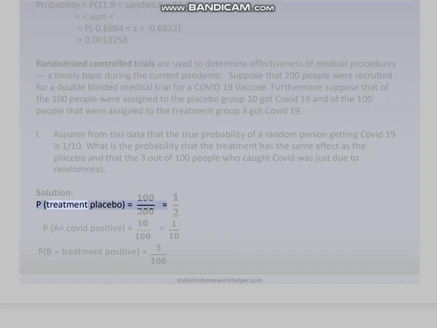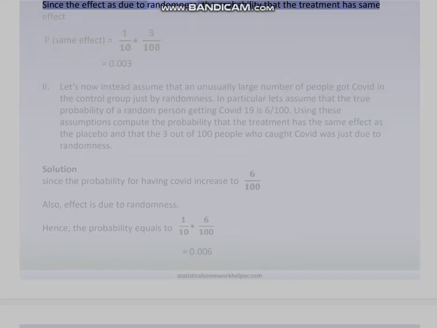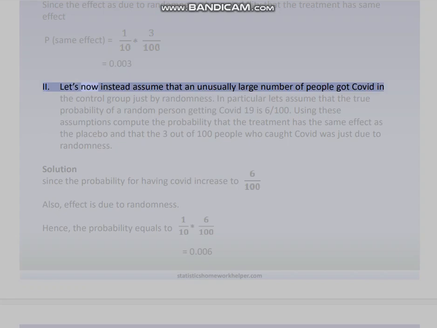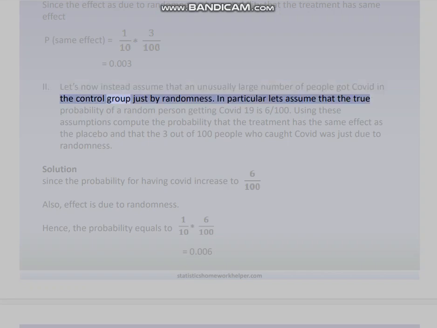Solution. P(treatment = placebo). Let A equal COVID positive and B equal treatment positive. Since the effect is due to randomness, the probability that the treatment has the same effect, P(same effect), equals 0.0032.